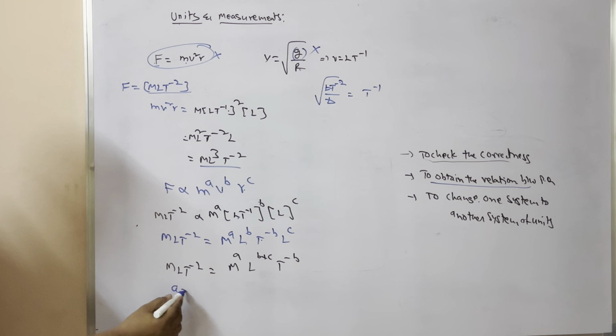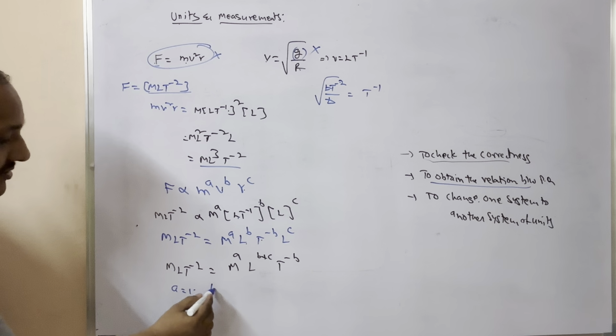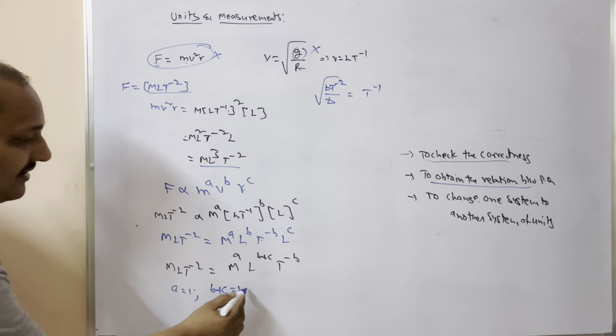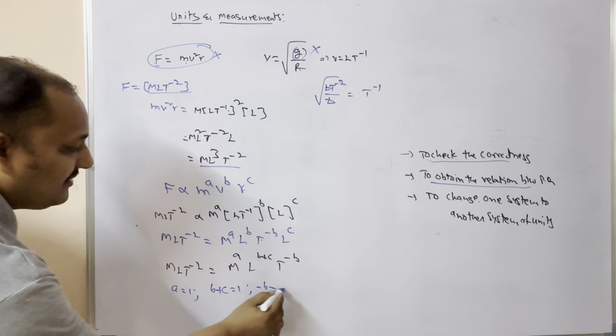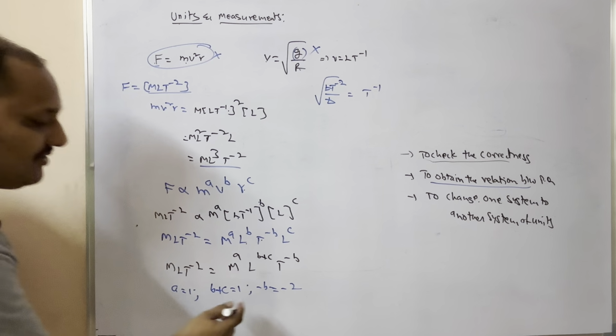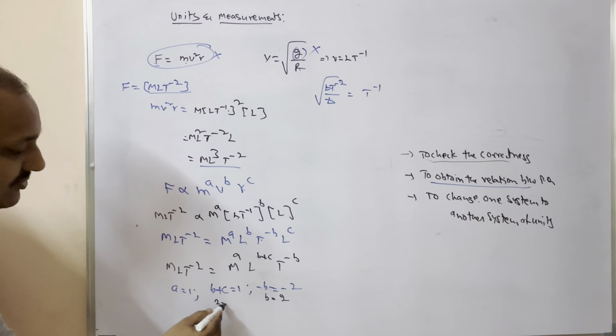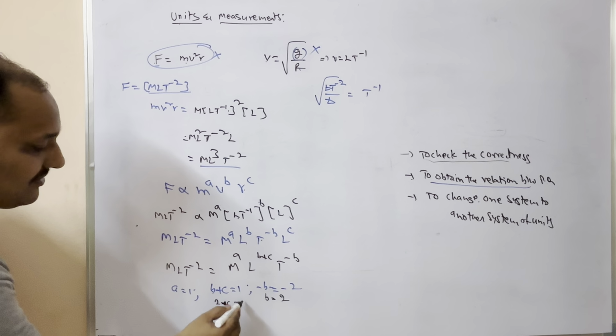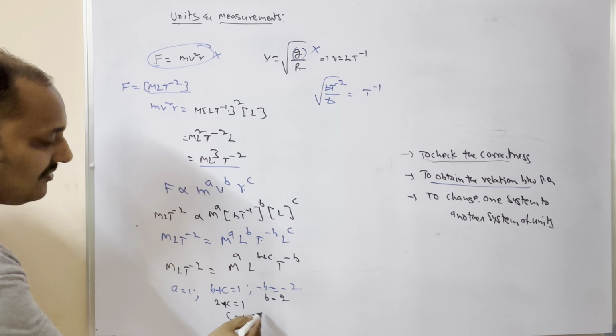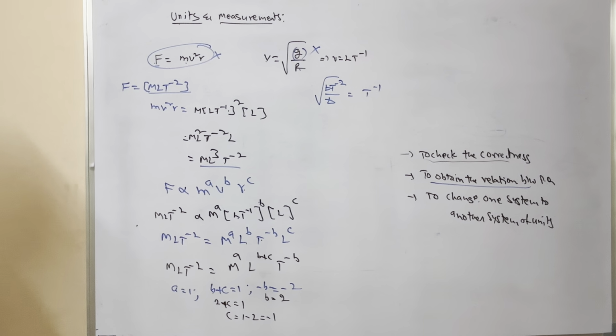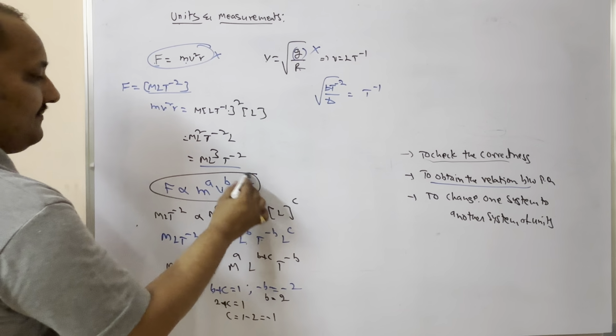So if we compare, a is equal to 1, so b plus c is equal to 1, so minus b equal to minus 2, then b is going to be equal to 2, and b is 2 means 2 plus c is going to be 1, c is equal to 1 minus 2. So c value is minus 1, is it visible? C value is minus 1. Now substitute in this equation.